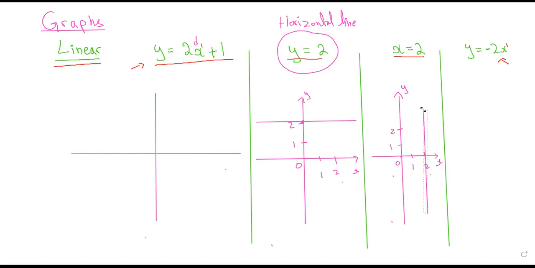It would be of this type. So it would be a vertical line. So always remember, whenever you have y equals something, you get a horizontal line. Whenever you have x equals something, you get a vertical line. What if you had x equals 1? You would have drawn a line on x equals 1. That's it, a straight vertical line.